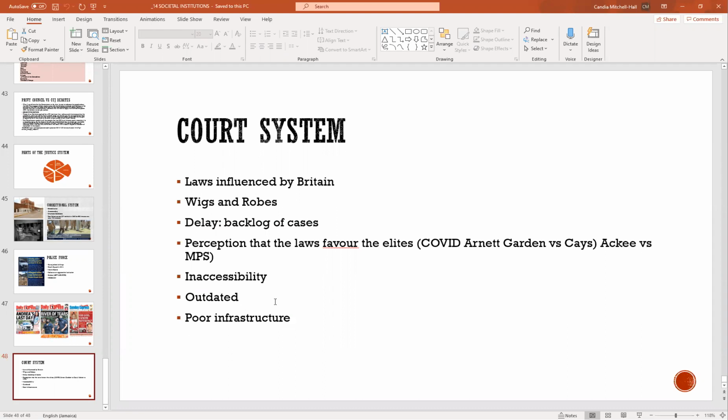And then some of our courts have poor infrastructure, right? The infrastructure is very poor. But the last point is our perception in the Caribbean that the laws favor the elites. And two recent things happened during COVID.